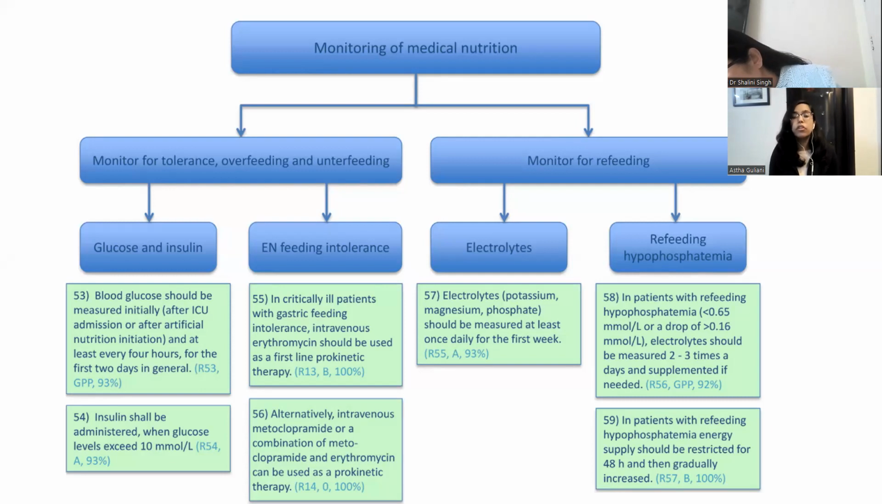Then we also have to check for feeding intolerance. If the patient has feeding intolerance, intravenous erythromycin can be supplemented as first-line prokinetic agent. And alternatively, we can also supplement intravenous metoclopramide or a combination of the two. Then the patient also needs to be monitored for any refeeding complications, for which I have to check the electrolytes, that is potassium, magnesium, phosphorus, and if any of them decline, then replacement therapy may be given. ECG monitoring also has to be done for the patient, because with hypokalemia, the patient might develop cardiac arrhythmias.